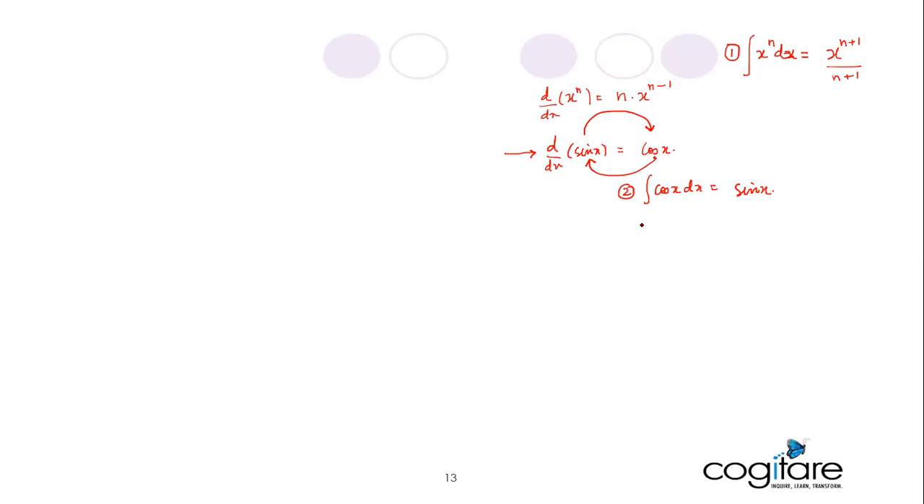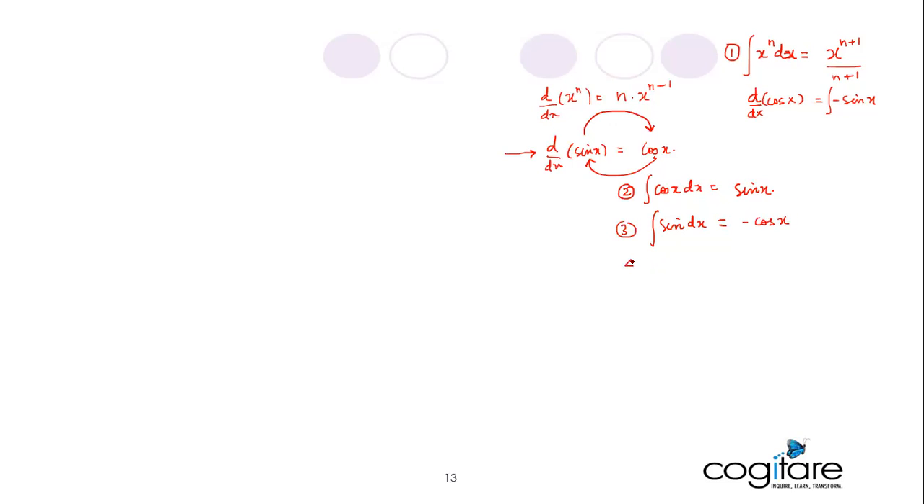Okay. Then third thing, can you tell me what the integral of sine x is going to be then? So will it be minus cos x? Minus cos x. Why? Because I know derivative of cos x is nothing but minus sine x. That means when I do integral of minus sine x, I will get cos x. If I do integral of sine x, I will be getting minus cos x.